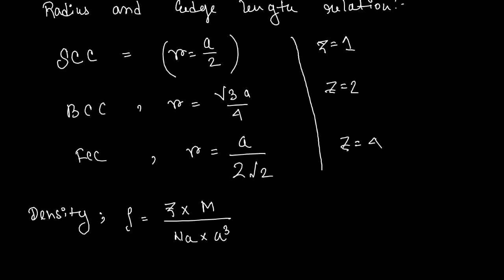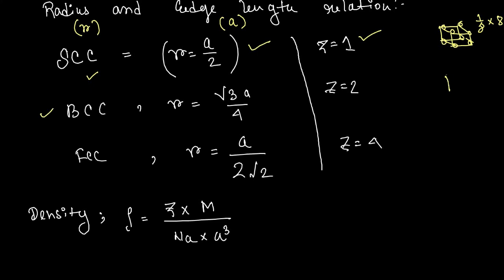So here are the important equations, like the radius and edge length relation. Radius is represented by r, the radius of the atom, and edge length is represented by a. For simple cubic lattice, where in a cube only the atoms are present at the corner of the cube, 1 2 3 4 8 atoms, shared by other 8 unit cells, so 1 by 8 into 8, so z equal to 1, r equal to a by 2.